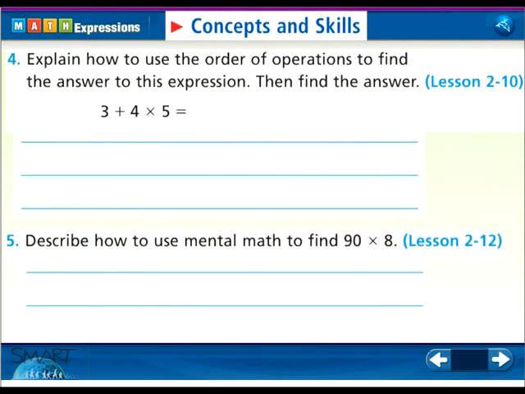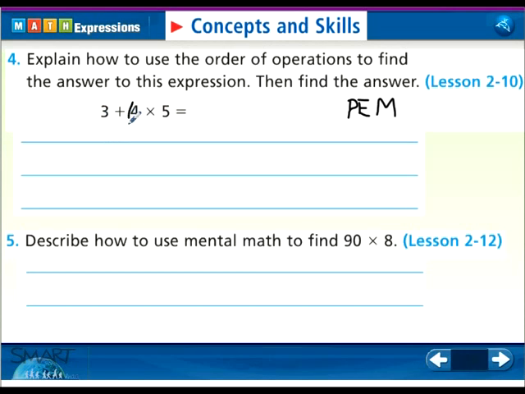Besides vocabulary, you also need to be able to figure out the order of operations. So let's do this one together. If we look, 3 plus 4 times 5. We have to remember that we go parentheses first. Please excuse my dear Aunt Sally. So what comes next? Multiplication. So let's do 4 times 5.